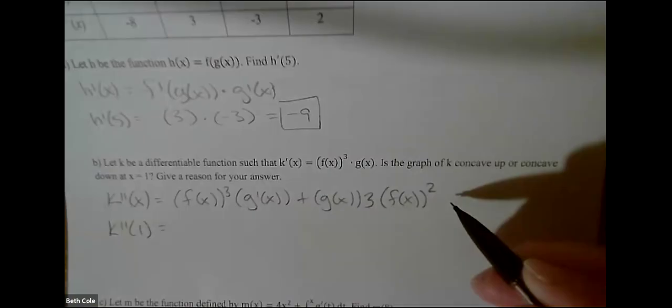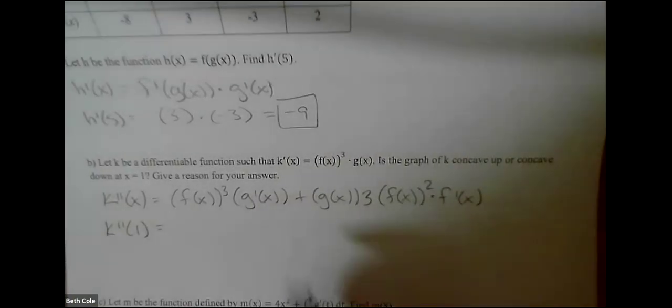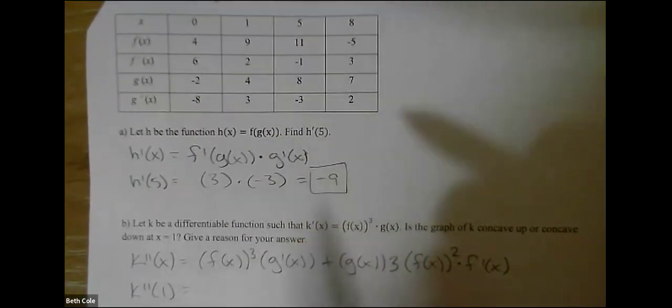So this is going to be both a chain rule and a product rule. So it's going to be the first thing times derivative of the second plus the second times derivative of the first. The 3 is going to come down. It's going to drop to a 2, and then we chain on f prime. So now we're going to plug in 1. We're going to use our table. F of 1 is 9, and then that's cubed.